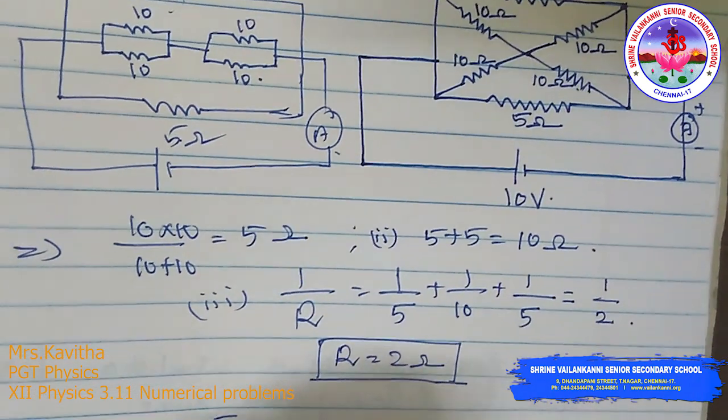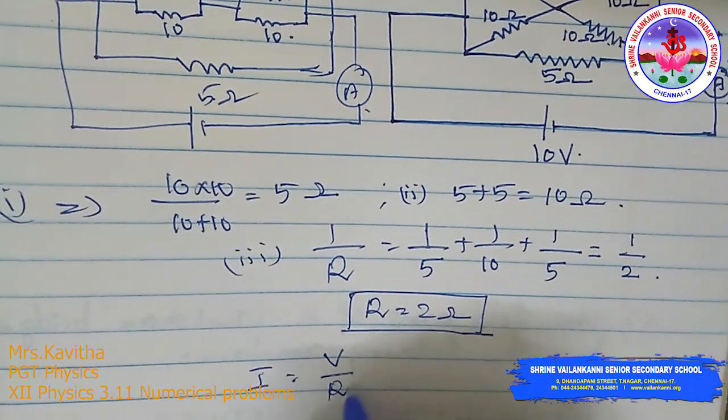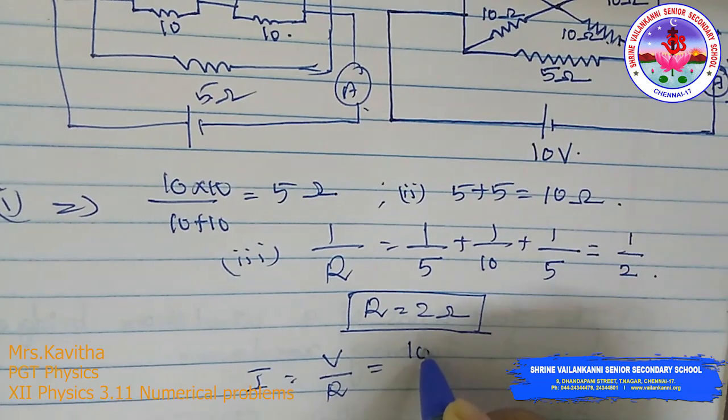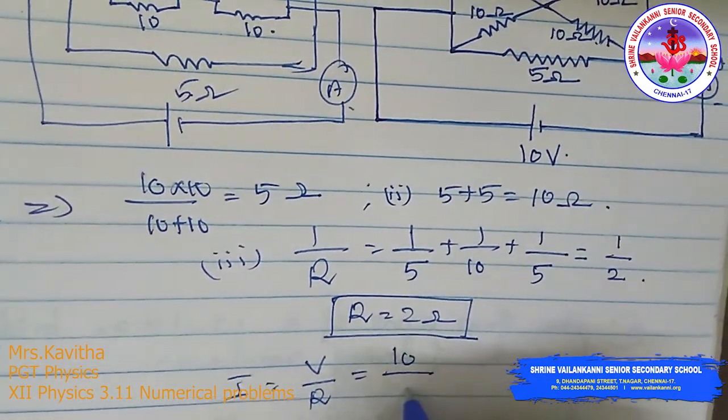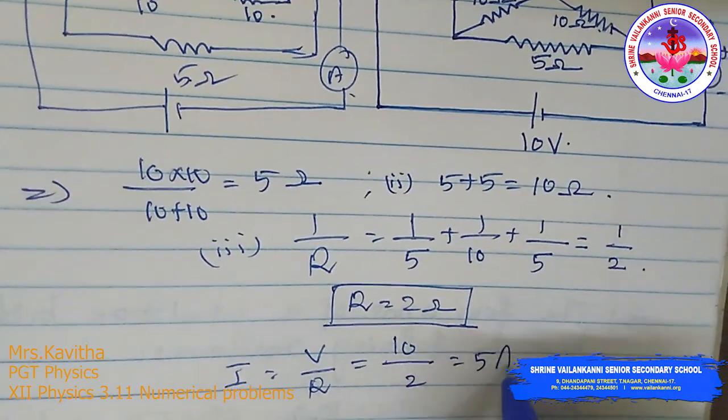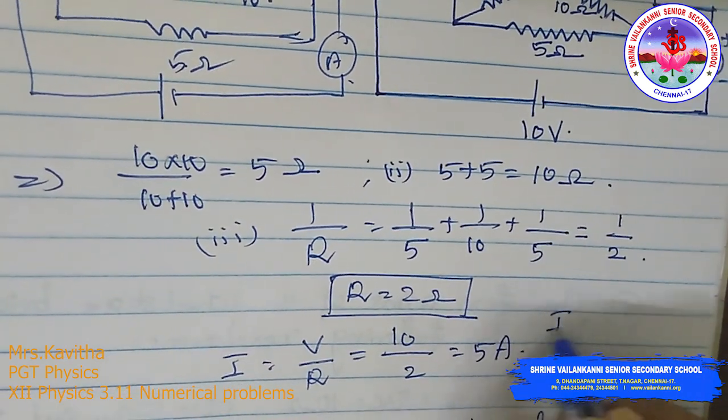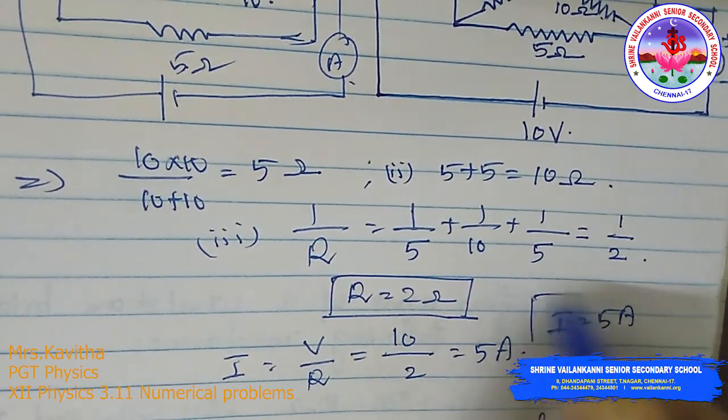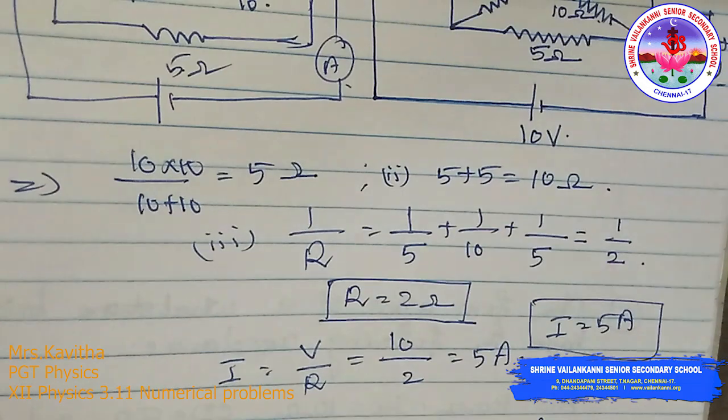Now directly we can apply I is equal to V by R. So V we know, 10 volts they have given, divided by 2, so 5 ampere. So I is equal to 5 ampere. Got it children?